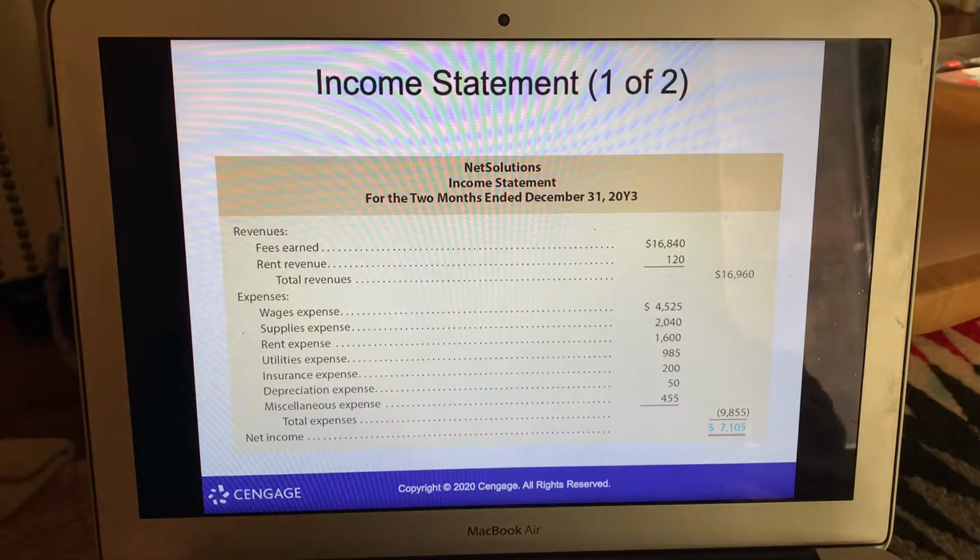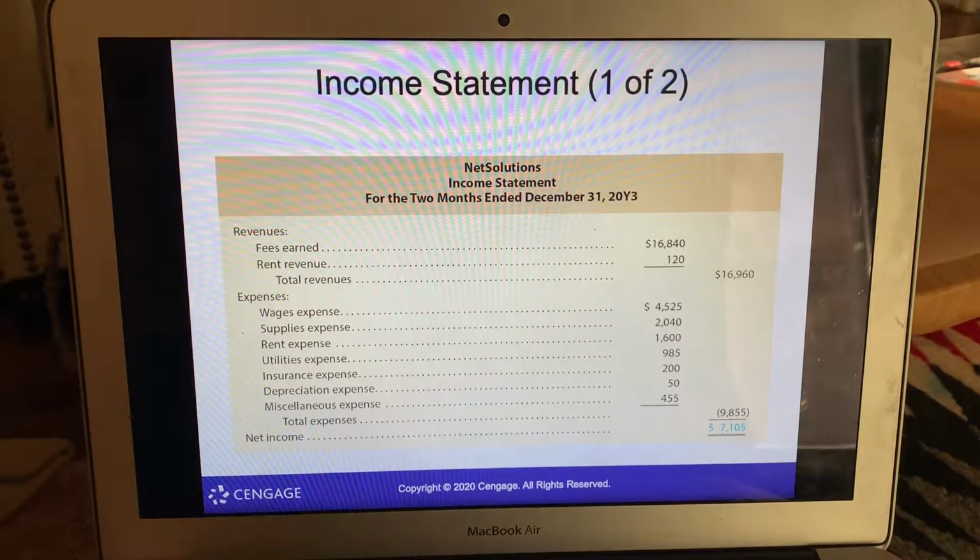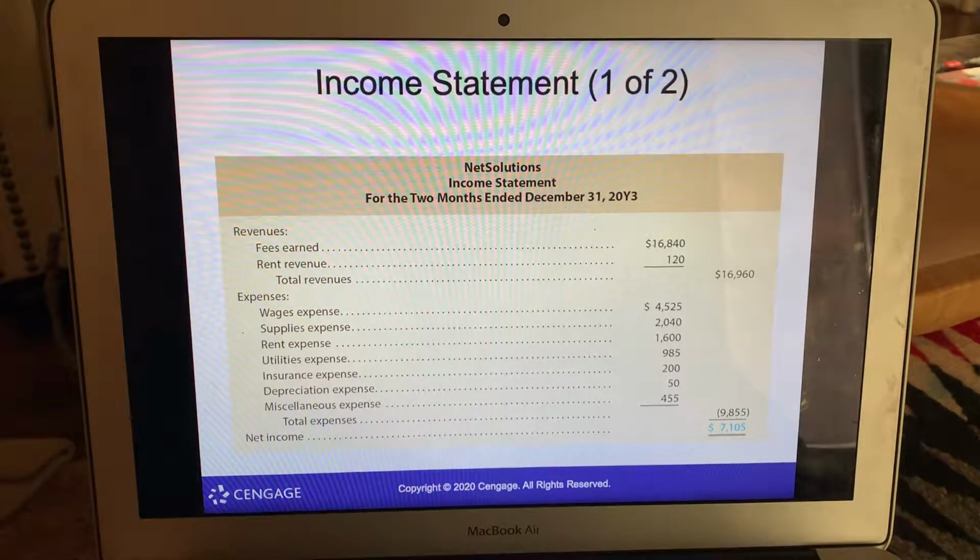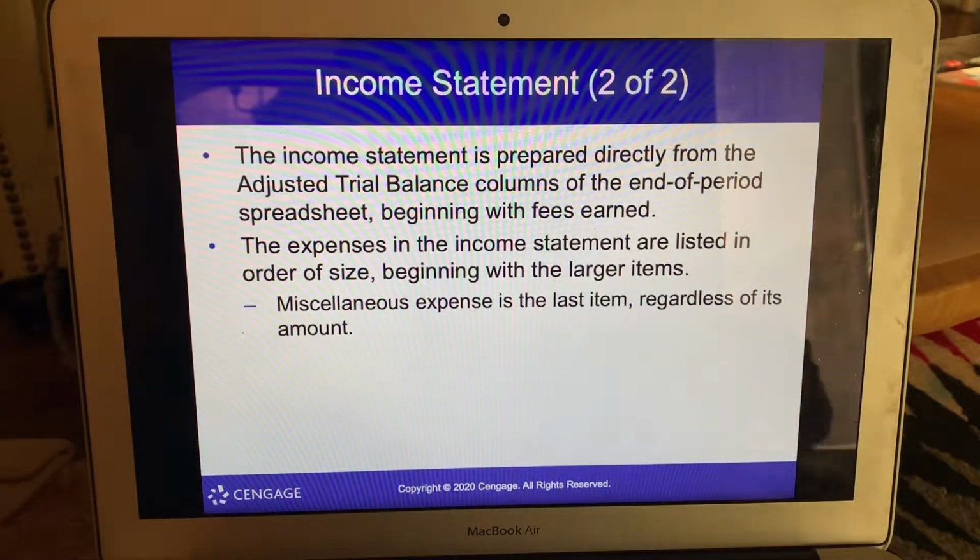So keep in mind, if there is a surplus, or if your revenues are greater than your expenses, then you have a net income. If your expenses are greater than your revenue, then you have a net loss. I just went over this and what it meant, so I'll just go ahead and skip that slide.